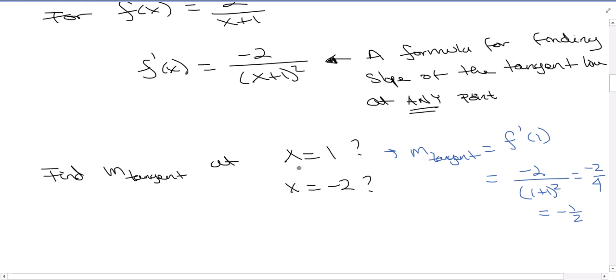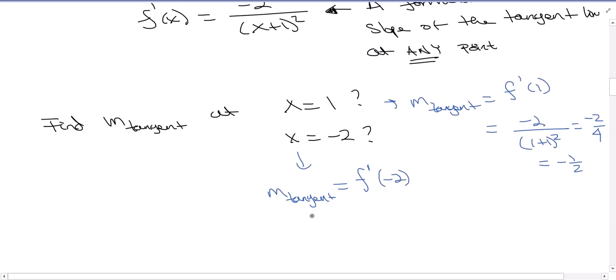And then you do the same thing at x equals negative 2. The tangent line at x equals negative 2 will have slope equal to the derivative function evaluated at negative 2. So what would that look like? I take my derivative function, minus 2 over negative 2 plus 1 squared. So it will just be minus 2. So here we're able to find the slope at any point on the graph.